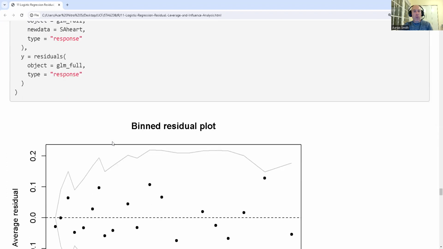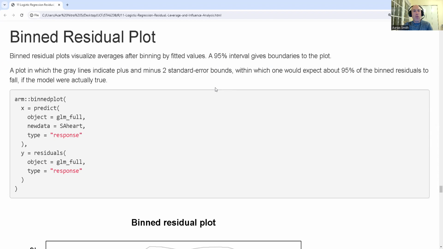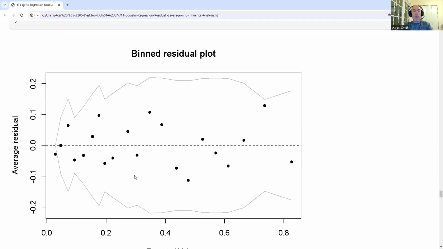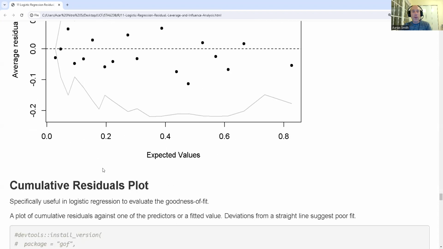All right, so now the binned residual plots. What this is going to do is take averages after binning the fitted values, and then there's going to be a 95% interval put around the plots. If we're outside of the bounds, that's an indication that I want to investigate further into that bin. And so here, 1 point is sticking out of the region. 95% intervals means that some, 5%, will be sticking out. I consider this okay. I wouldn't do anything about this.